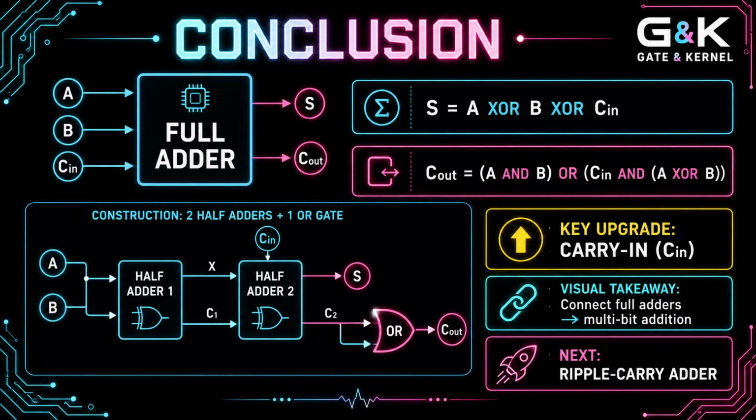The first half adder adds A and B. The second half adder adds Cin. And the OR gate combines the two possible carry signals. The most important improvement over the half adder is carry-in. Because one full adder can receive the carryout from another full adder, these circuits can be connected together to add multi-bit binary numbers. And that leads directly to the next question: what happens when we connect several full adders together? The answer is the ripple carry adder.